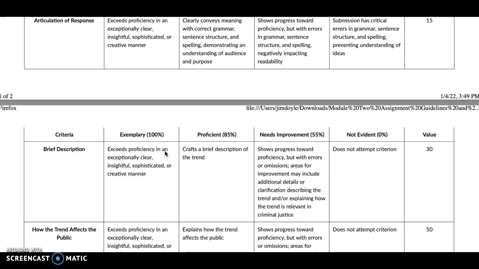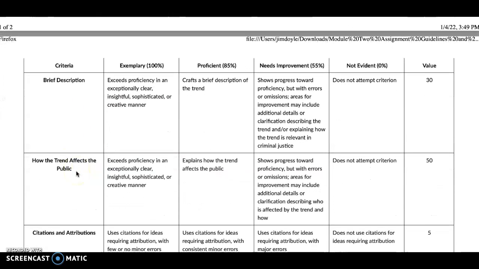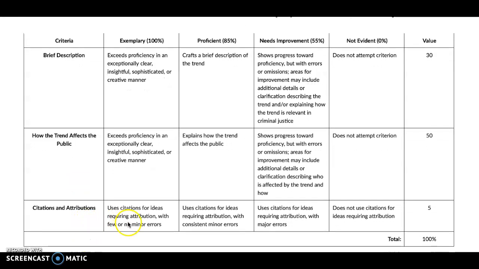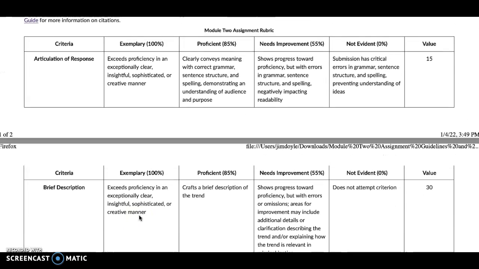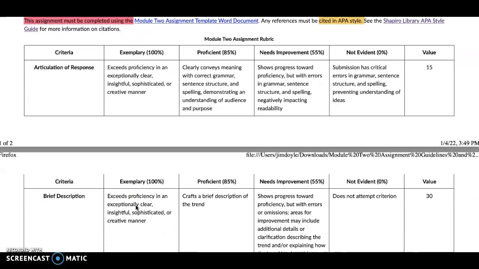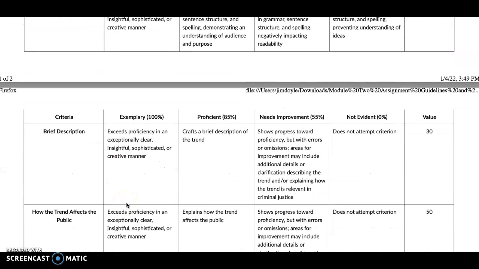I need to have something that puts you over into the exemplary rating from just a proficient rating, which is basically that you prepare a brief description of the trend. So again, a brief description, how the trend affects the public, and then citations and attributions. Make sure that you cite and reference your sources and use proper APA style. It's a relatively short assignment overall in terms of the number of critical elements we're looking for: a brief description, and how the trend affects the public.